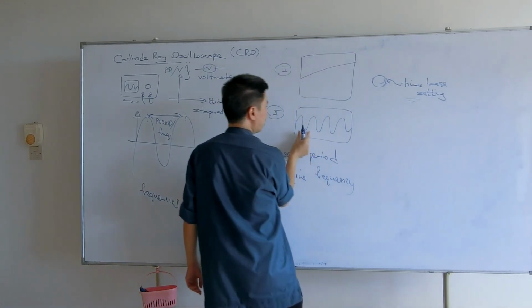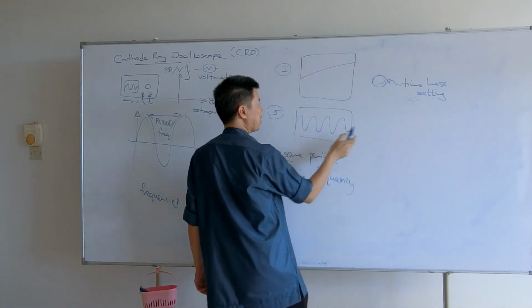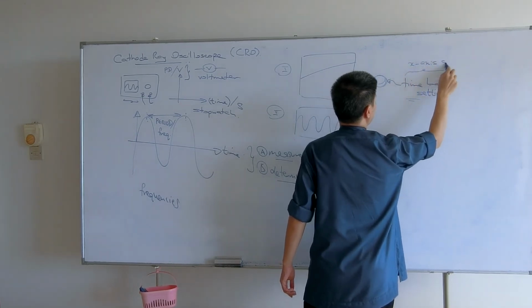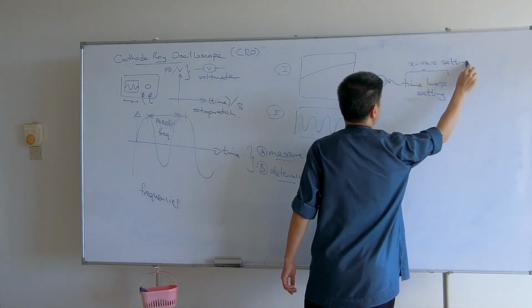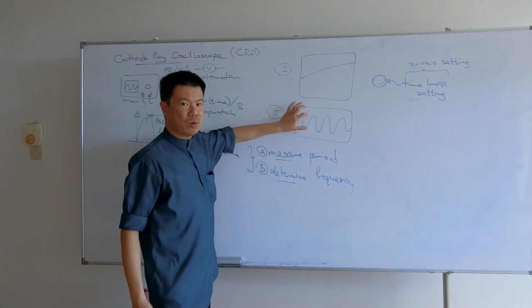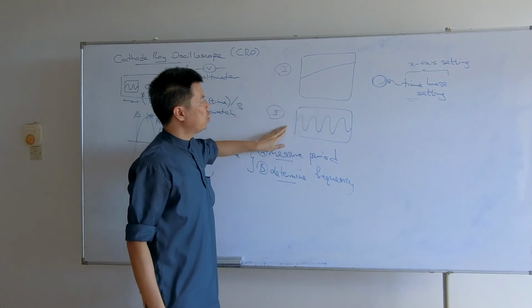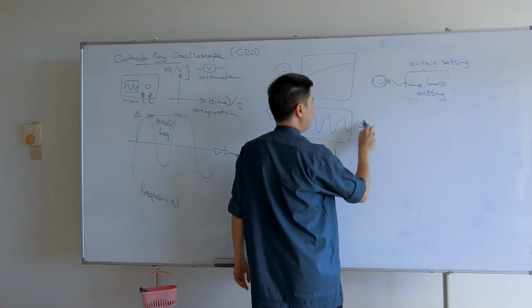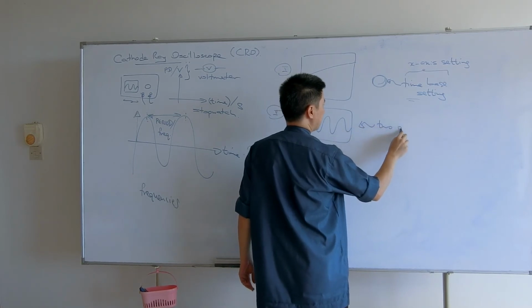You change the time base, also known as the x-axis setting, like number 3, you change the scale so that you're able to view how many waves there are. Usually with the time-base setting, it's always good to have at least two or more waves viewable.